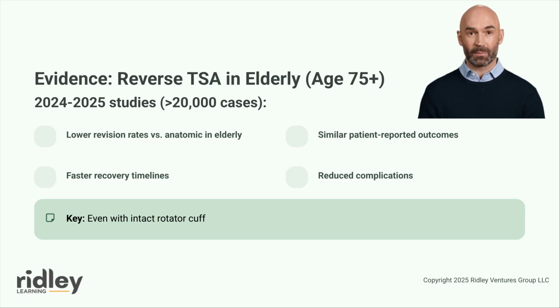Additionally, reverse arthroplasty is increasingly favored in elderly patients due to concerns about occult rotator cuff degeneration, lower demands for rotational motion, and reduced risk of subscapularis failure or glenoid loosening complications that disproportionately affect anatomic arthroplasty in this population.